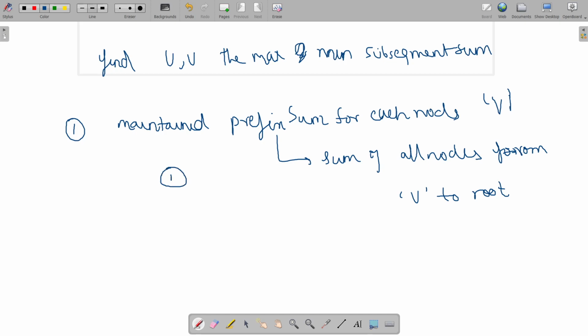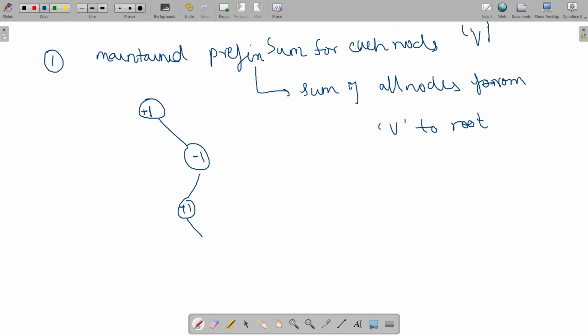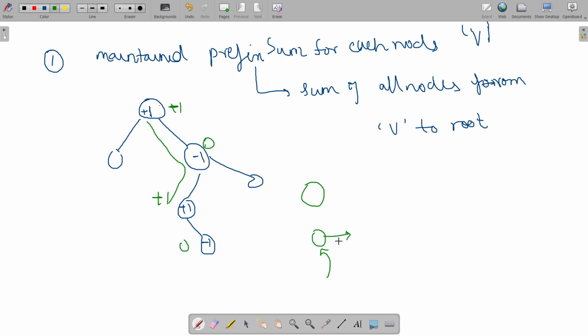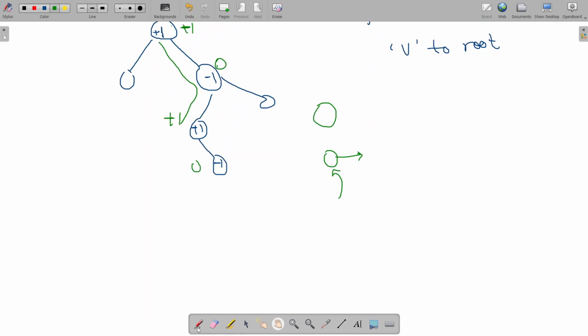For example, suppose my tree looks like this. This value is +1, this is -1, this is +1, and this is -1, and there are other nodes in the tree as well. The prefix sum for this node will be +1. For this node, the prefix sum will be the sum of all the nodes from here to the root, so it's -1 and +1 and +1, which is 0. For this node, it would be +1, for this it would be 0, and so on. So you get the idea, and it's very easy to maintain. Whenever you are adding a new node, you look at your parent, you know its prefix sum, and you know your value, so you can update your prefix sum. This is the first thing that I maintained.